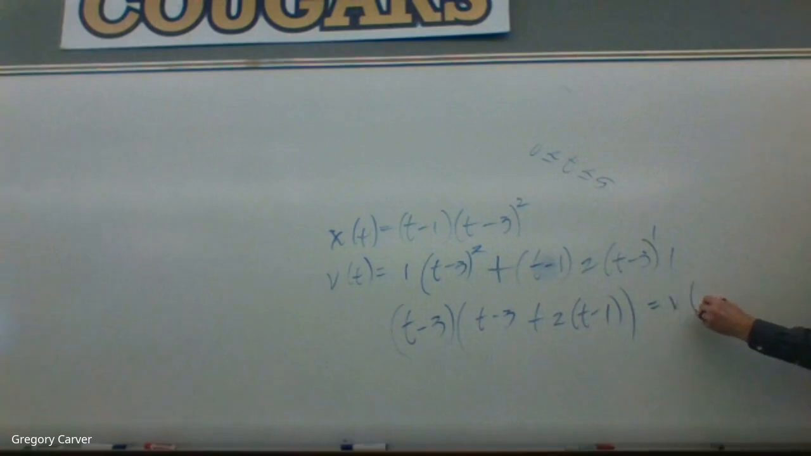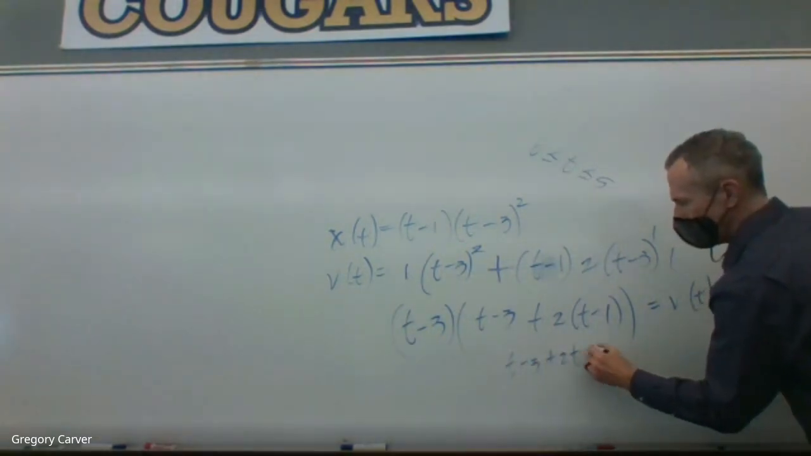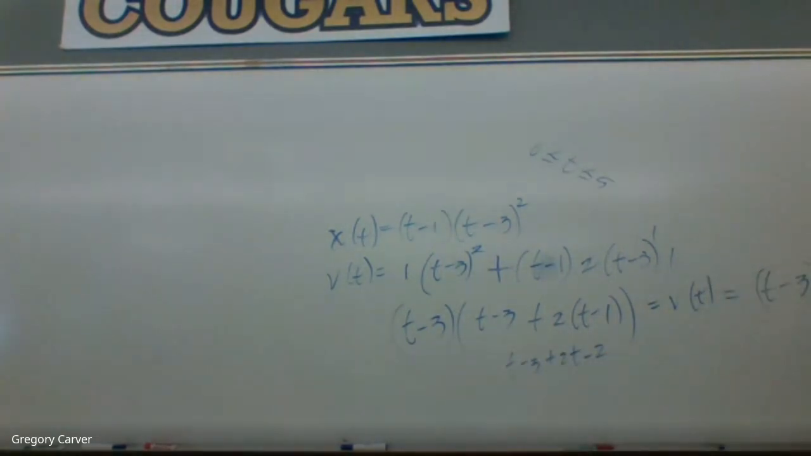So this is v of t. This is actually going to be what? t minus 3. Yeah, go ahead. The second one is going to be t minus 3 plus 2t minus 2. I think that's 3t minus 5. Is that right?